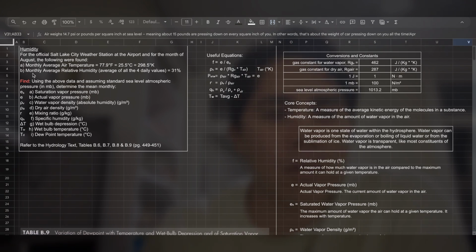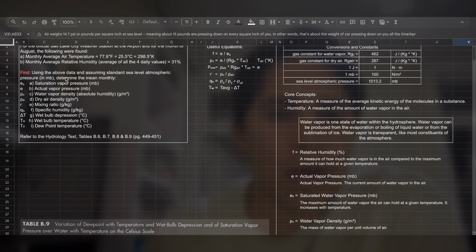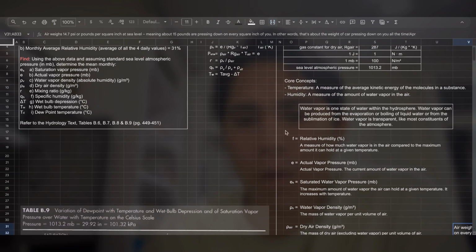Then part B also gives us the monthly average relative humidity, which is 31%. It says, using the above data and assuming standard sea level atmospheric pressure in millibars, determine the mean monthly values. We need to find part A, saturation vapor pressure, and all of these values. We're going to go through them one by one.